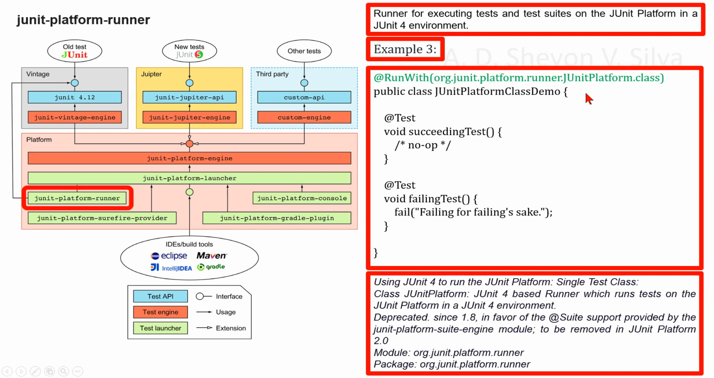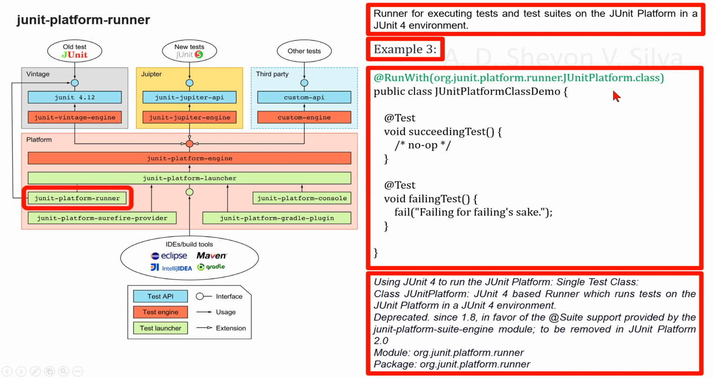The JUnit platform runner has been deprecated. The JUnit platform runner was developed by the JUnit team as an interim solution for running test suites and tests on the JUnit platform in a JUnit 4 environment. In recent years, all mainstream build tools and IDEs provide built-in support for running tests directly on the JUnit platform.